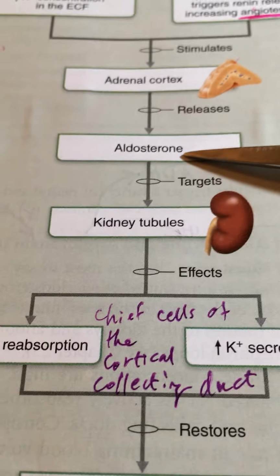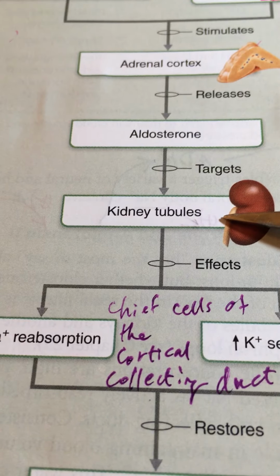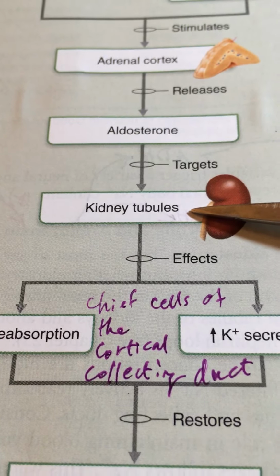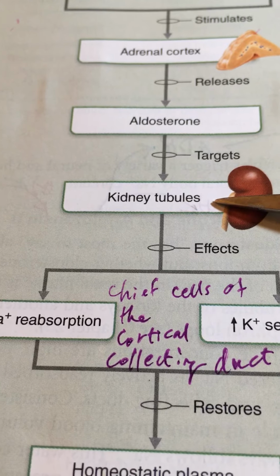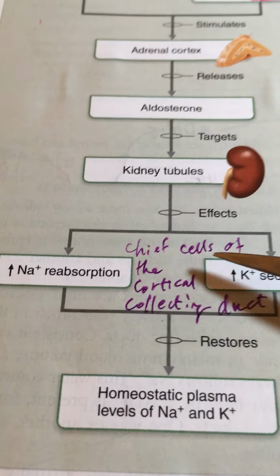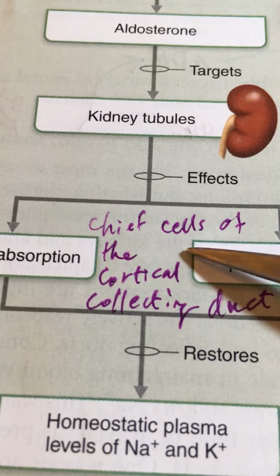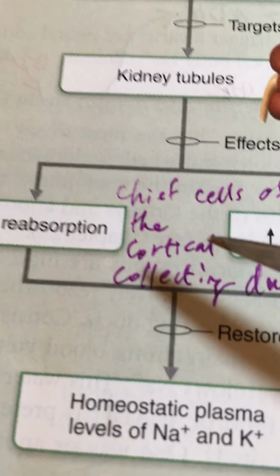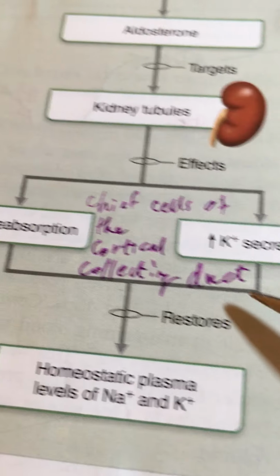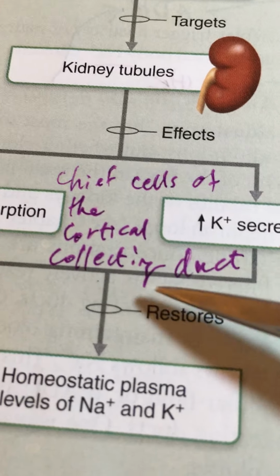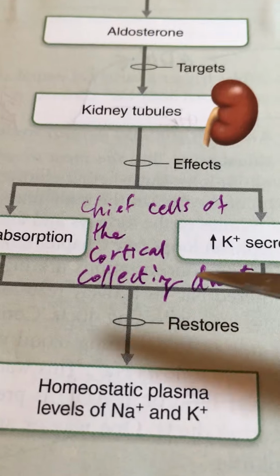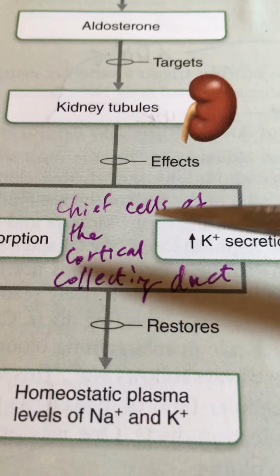Aldosterone will act upon the kidney's distal convoluted tubules and the cortical collecting ducts. And in fact, we identify here, and I don't know if you can read this, the chief cells of the cortical collecting ducts. Okay, and this would be above the arcuate artery out in the cortex area.